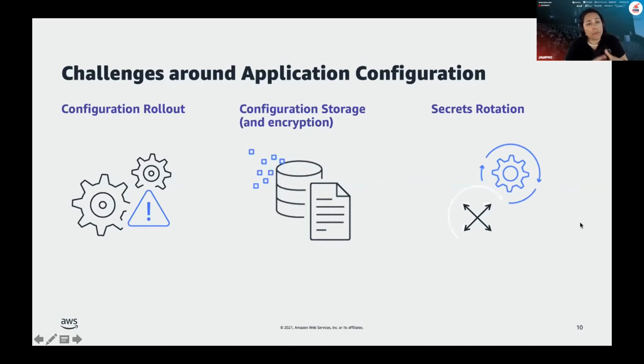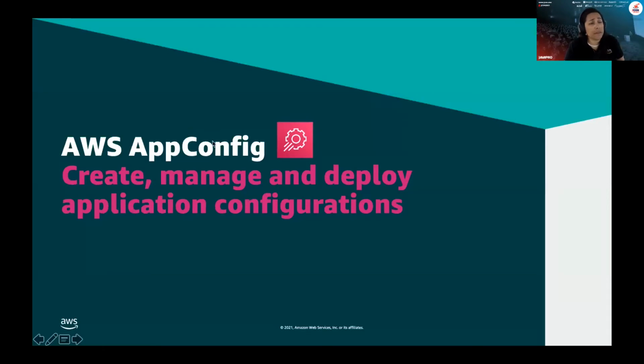So I'd like to present you some AWS services that help us with these challenges around application configuration and how to include them in your Java and Spring Boot applications. So for the first challenge, configuration rollout and configuration management, the service that can help us with this is AWS AppConfig.